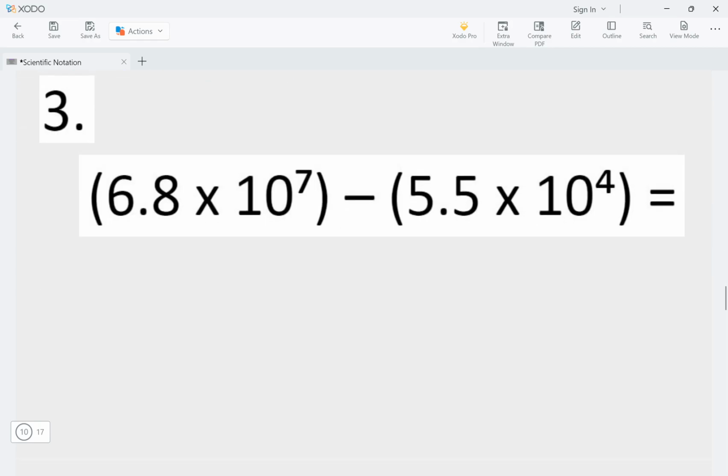Here is a subtraction problem. So these are not the same base 10, they are base 10, not the same exponent. 7 is bigger than 4, so I need to increase this by 3. If I add 3, this is going to move over 1, 2, 3. So I'm going to have 2 zeros. And then 5, 5. Now this is 10 to the 7th.